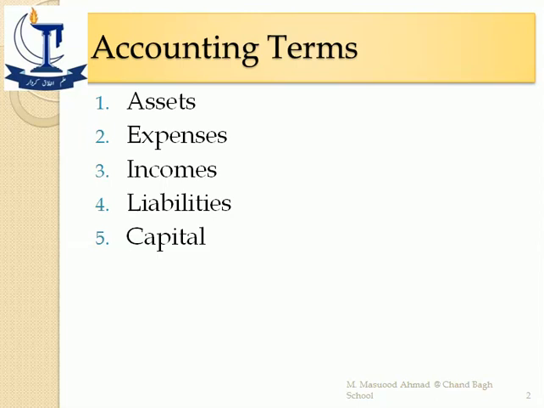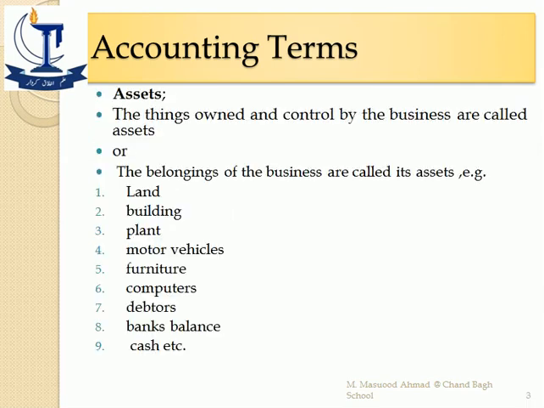These are also known as heads of accounts. For example, number 1, assets, number 2, expenses, number 3, incomes, number 4, liabilities, and last, capital. So what are they? Assets, expenses, incomes, liabilities, and capital. Let's see what are the assets.